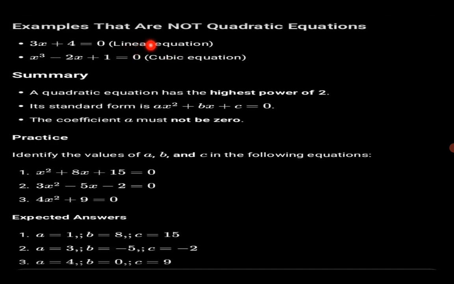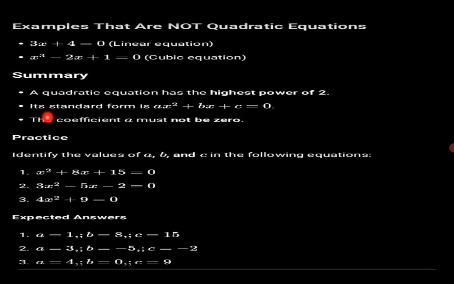So examples that are not quadratic equations include this one here. You have 3x plus 4. Since the highest power of x is 1 here, it's a linear equation, it's not quadratic. Another one is x to the power 3 minus 2x plus 1 is equal to 0. So the highest power here is 3. And an equation in which the highest power is 3 is called a cubic equation. Cubic means power 3, so it's not quadratic.